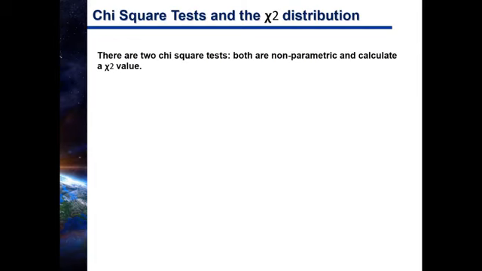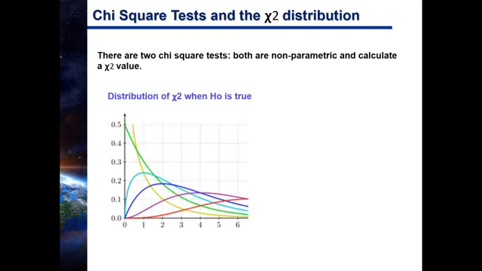Before we cover the two different types of chi-square tests, I want to talk to you about the chi-square distribution and certain properties of that distribution. All right, so this is new material for you. You haven't learned about it in the lab.